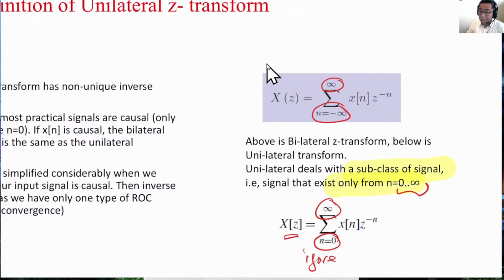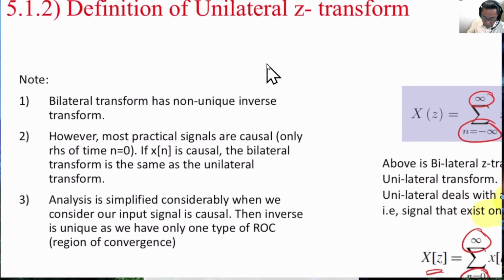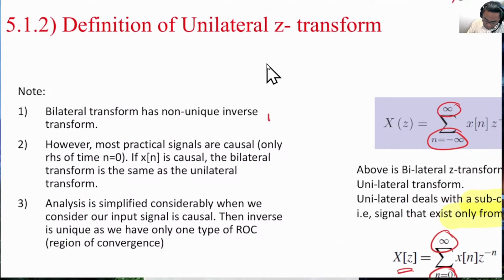One of the reasons why we do this is because the bilateral Z-transform does not have a unique inverse. If our problem is normally causal signals, then we need only apply the unilateral Z-transform. And the analysis is simplified because we have only one type of ROC, which is external to the pole. So we'll see ROC later in the slides.